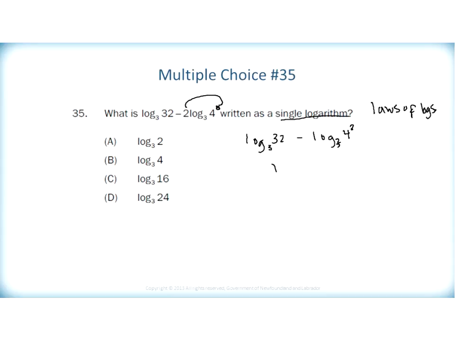This would give us log 32 base 3 subtract log 16 base 3. And so when we do that, we also use the quotient law, which says that when we are subtracting 2 logs with the same base, then we could combine them by taking the quotient, 32 over 16, which would give us log 2 base 3.